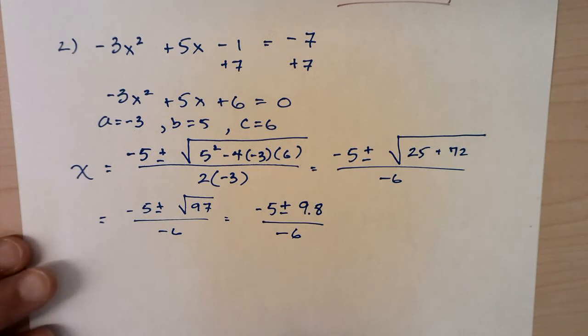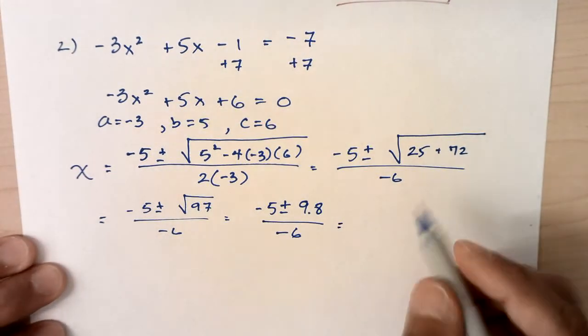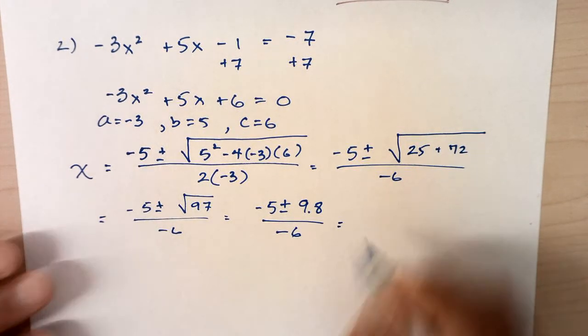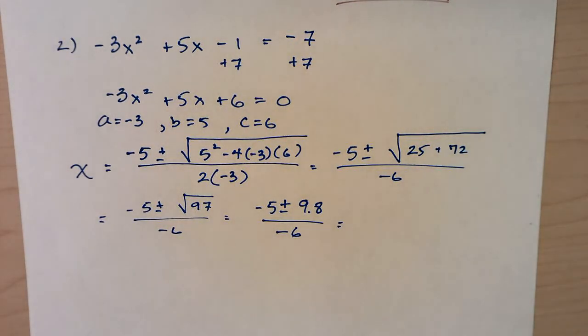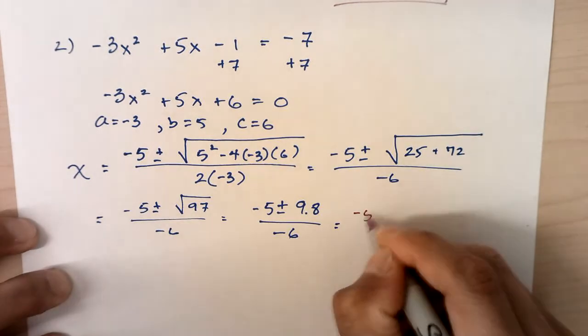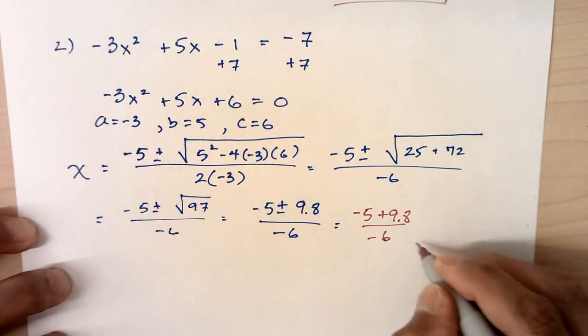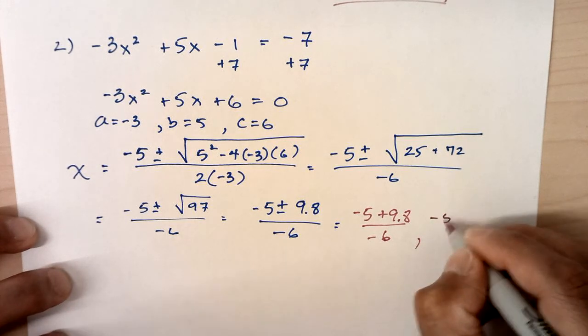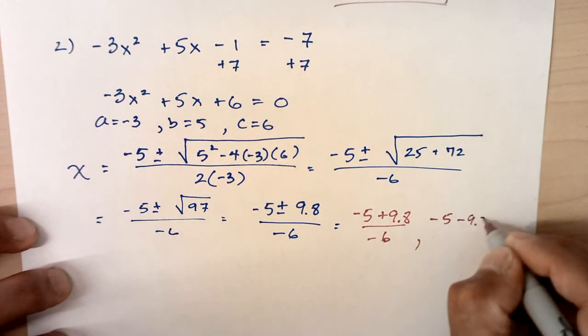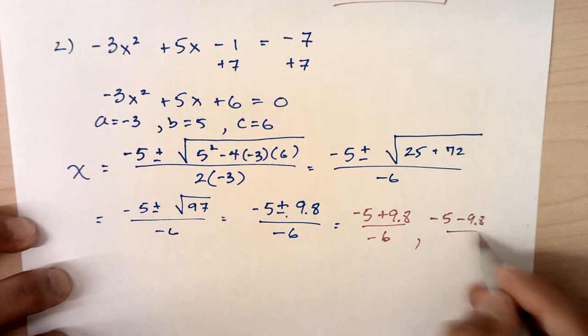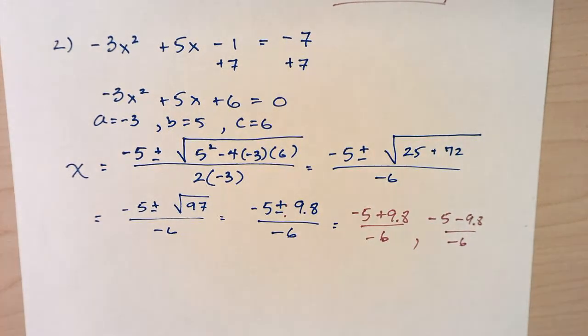Okay, then here's what I'm going to need to evaluate, probably using my calculator as well. I'm going to write everything out so you can see it. One of the solutions should be, I'll write it in a different color as well, -5 plus 9.8, and then we divide that by -6. The other solution should be -5 minus the 9.8 because of the plus or minus symbol all over -6.